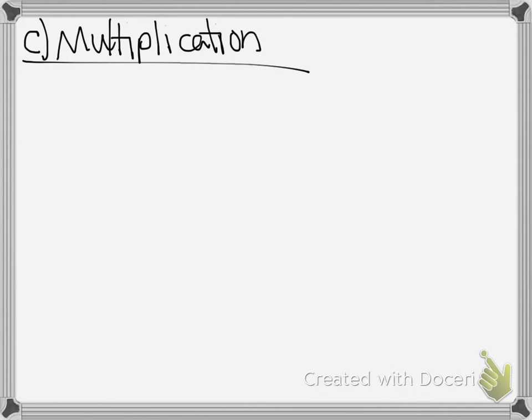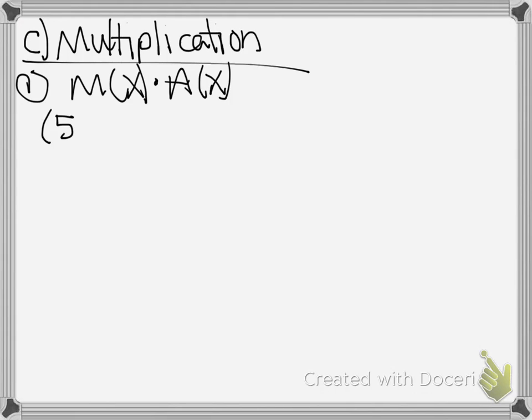Okay, multiplication. Number 1. Let's go with m of x times a of x. Okay, m of x, 5x plus 2 times 4 minus 6x. All right, how do I simplify this binomial times a binomial?